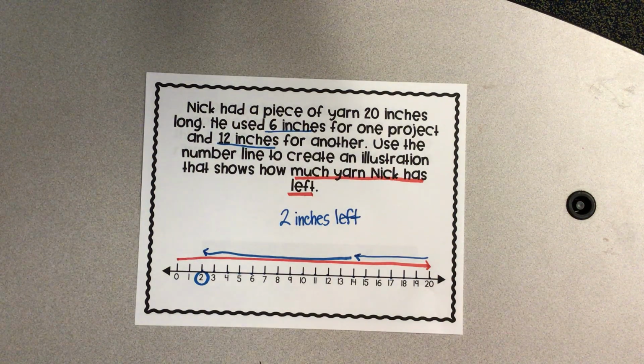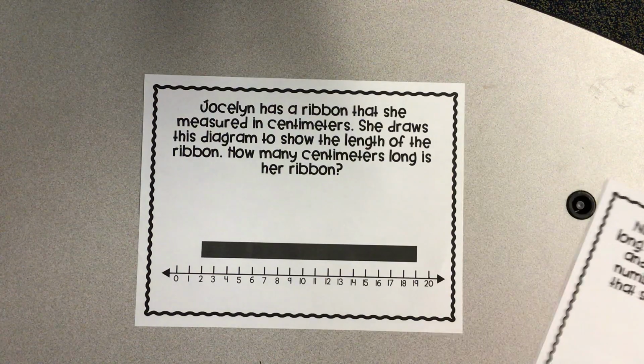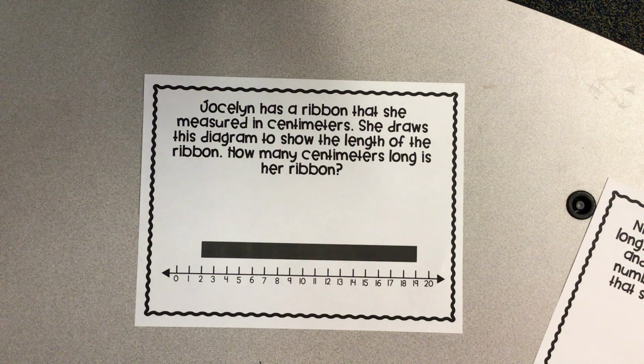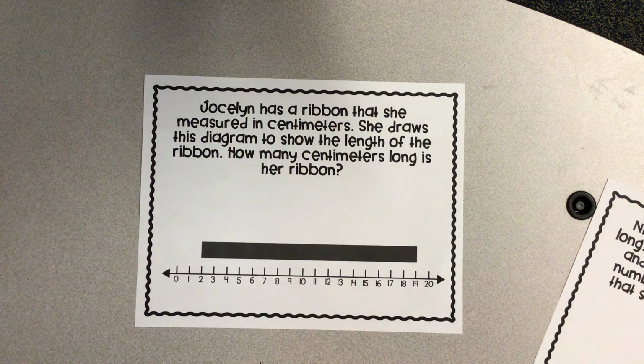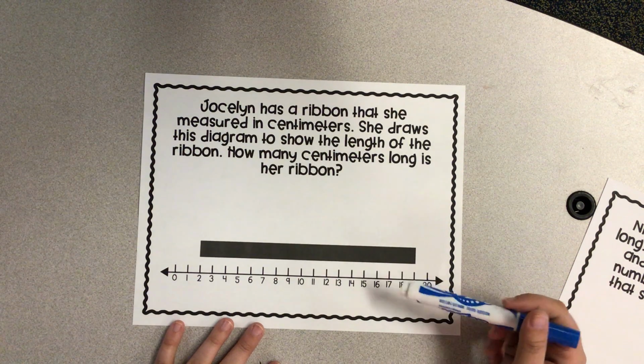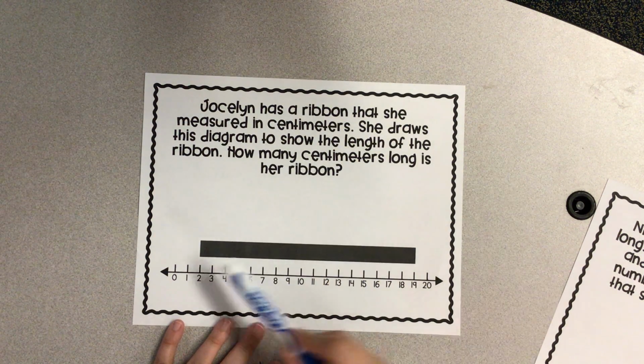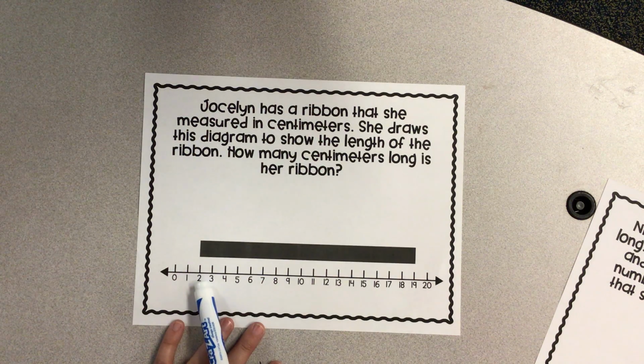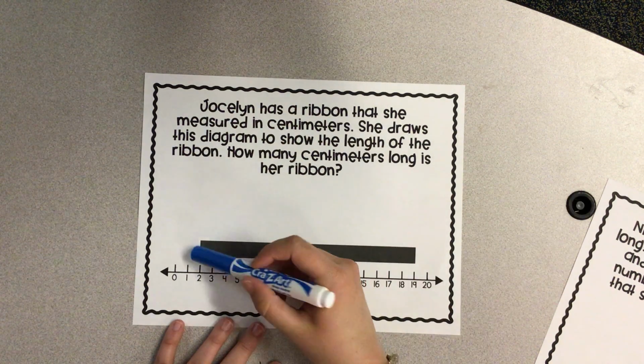Okay, so let's try another one. Jocelyn has a ribbon that she measured in centimeters. She draws this diagram to show the length of the ribbon. How many centimeters long is her ribbon? So Jocelyn has done something a little bit funky here, because when we measure, we know that we have to start where? 0. Did Jocelyn start at 0? No, she did not. She started at 2.